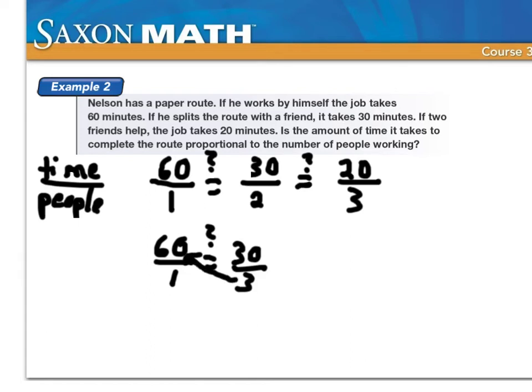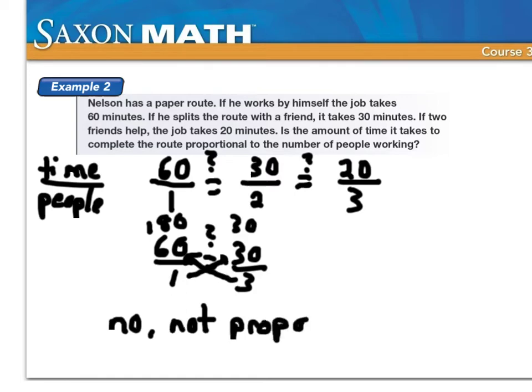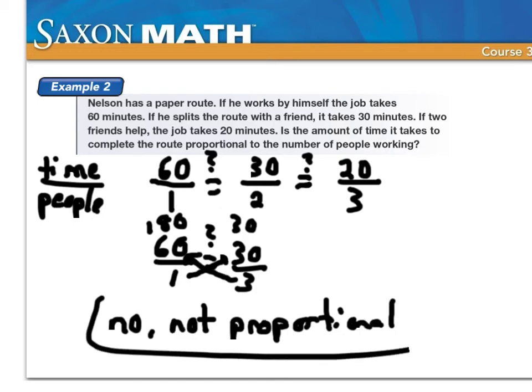Well, 3 times 60 is 180. And 1 times 30 is 30. 180 is not even close to 30. So I don't need to do any more work. Those two ratios are not equal to each other because cross products say they aren't. So the answer is no, not proportional. Alright, again, cross products tell us if they're proportional or not.